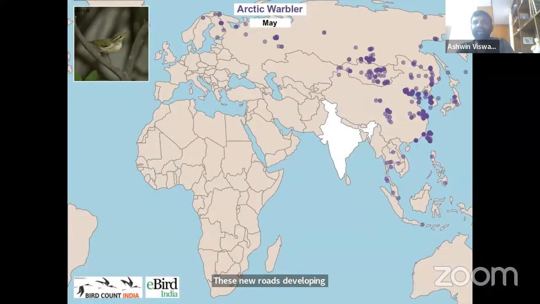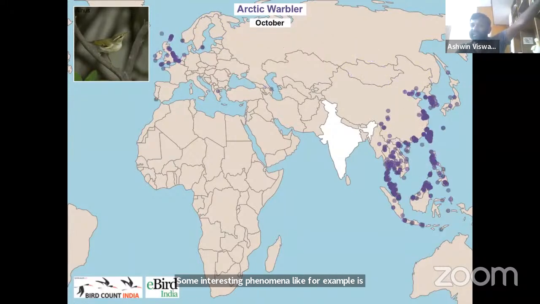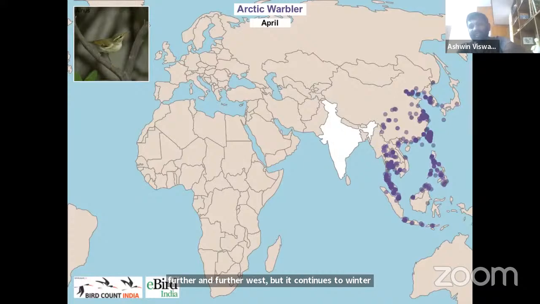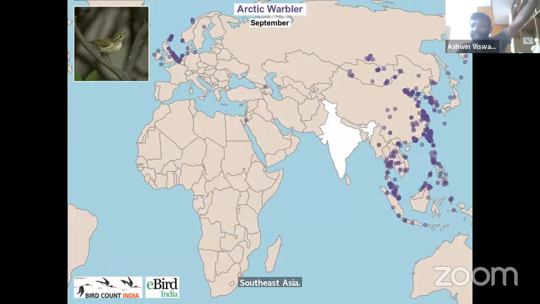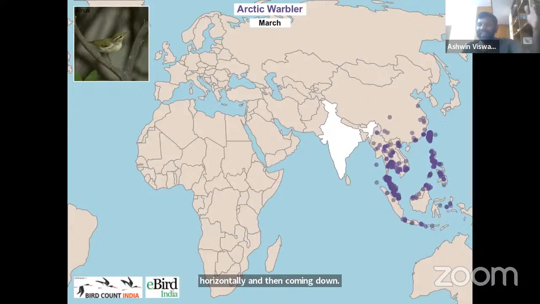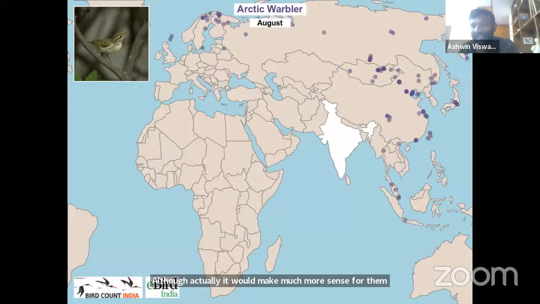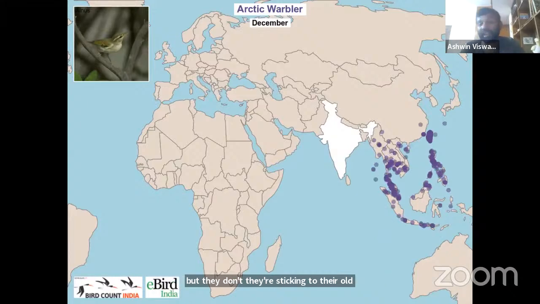Some interesting phenomena, like for example, this Arctic warbler has expanded its range further and further west. What has happened is that its breeding range has gone further and further west, but it continues to winter in Southeast Asia. So birds that are breeding all the way in Norway, Finland, and those areas are passing by like this horizontally and then coming down. Although actually it would make much more sense for them to cut across the country, maybe cut across India and go, but they don't. They're sticking to their old migratory routes, although their breeding areas have shifted by thousands of kilometers.